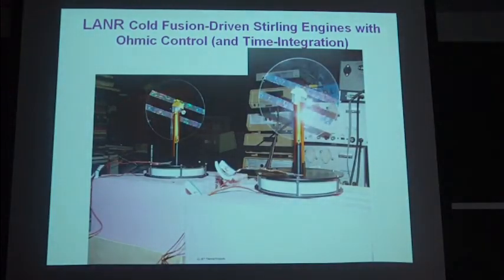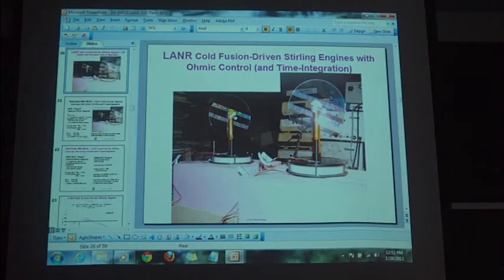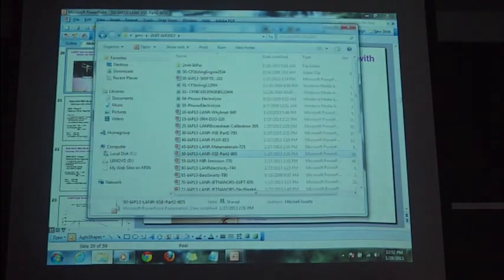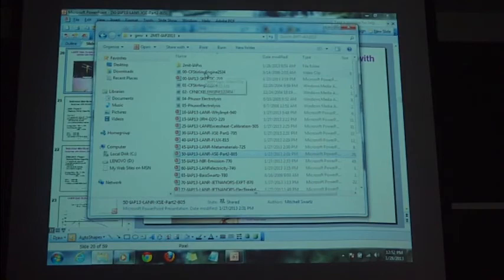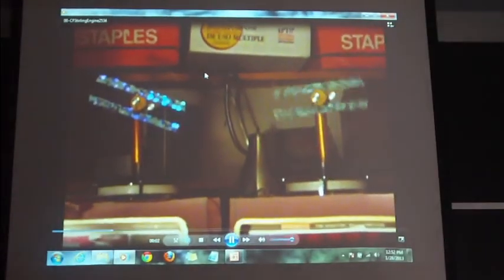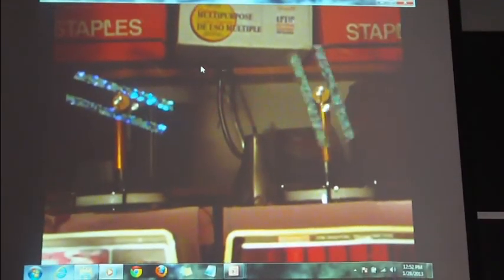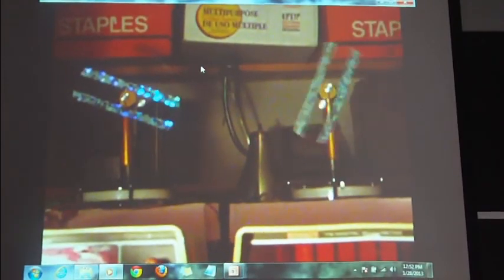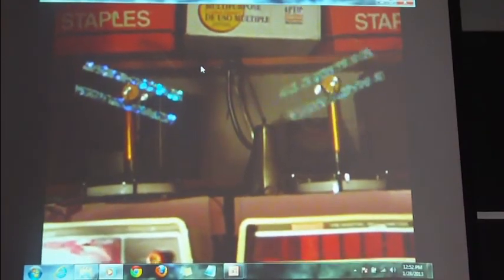And so, for example, this is what it looks like. The devices are actually in here being driven. And I think I can show you. September 14th, 2006, run 35. The cold fusion driven engine on the right is moving, while even though more energy is supplied to the OMA control on the left, there is no engine motion.